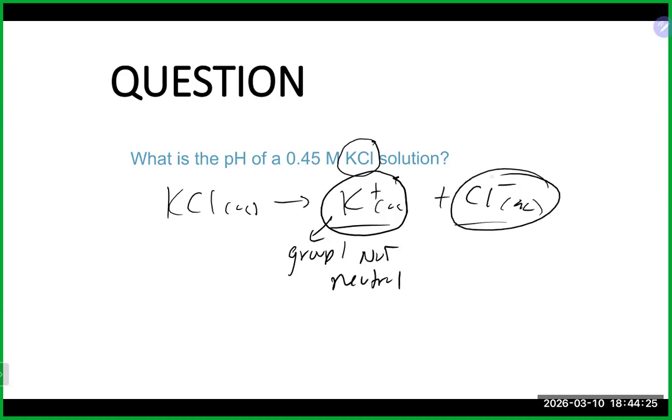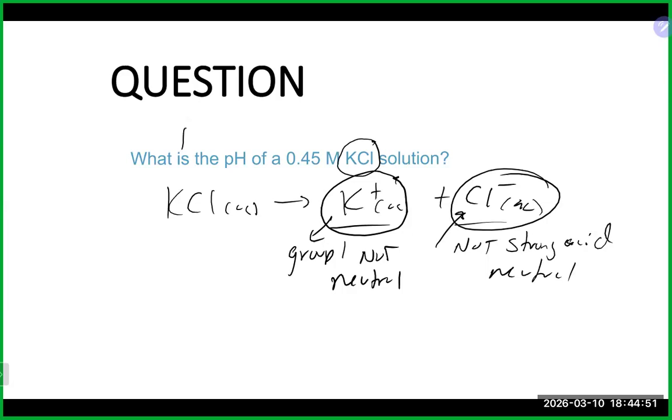How about chloride? Will chloride react with water? Chloride most likely came from what acid? Hydrochloric acid. Hydrochloric acid is still a strong acid, which means will the chloride react? It will not. It's going to be weak, right? So this will not react because it comes from a strong acid. And that will also be neutral.